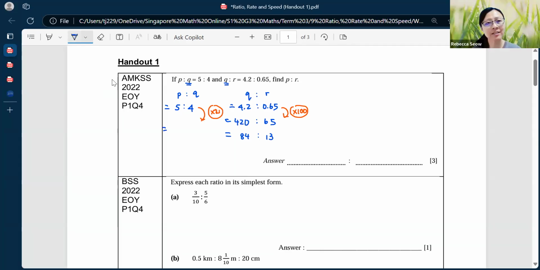Okay, and that would give us 105 to 84. And since the quantity of Q remains the same, therefore we could place the three quantities side by side as 105 to 84 to 13. Finally, P to R is written as 105 to 13. Check that it is in the simplest form. So this would be the answer.